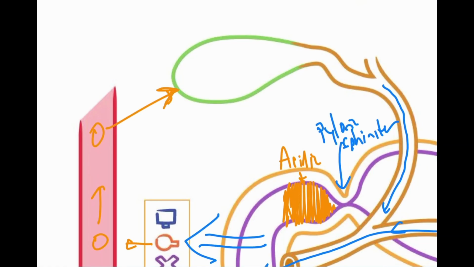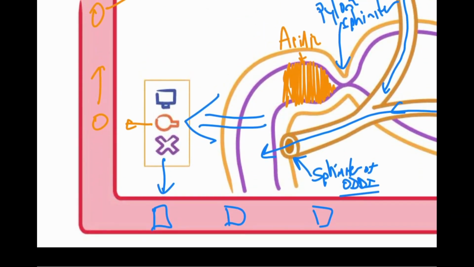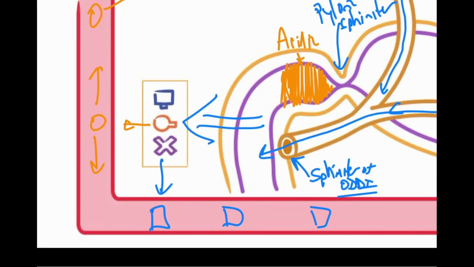What else does cholecystokinin do? Relaxes the sphincter of Oddi. So we're going to do another arrow. Here comes our cholecystokinin. We're flowing around. Now we're going to go up and we're going to inhibit.